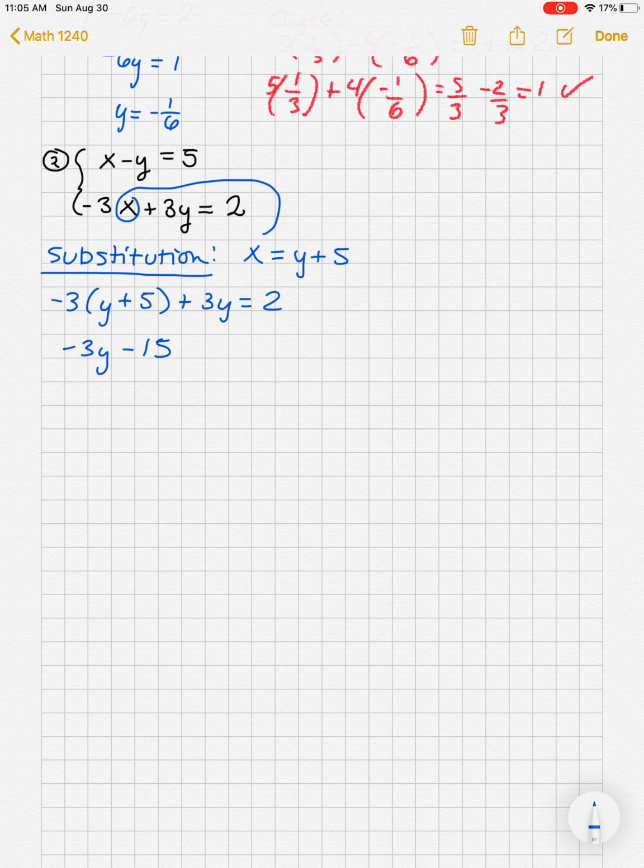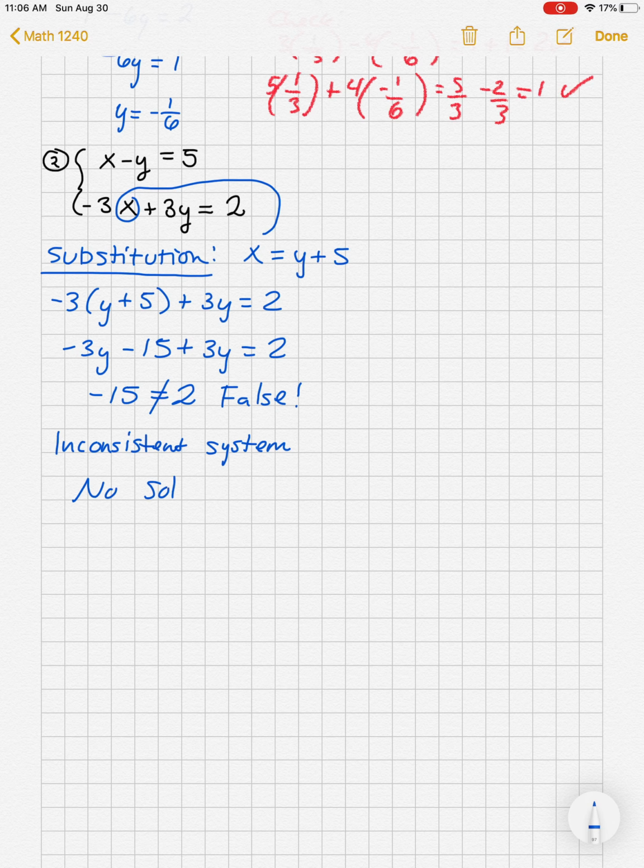Distribute. This one's interesting. Look at what I get here. -15 equals 2. But -15 does not equal 2. What I get here is a false statement, okay? A statement that's inconsistent. I would call this an inconsistent system. In other words, it actually has no solutions.